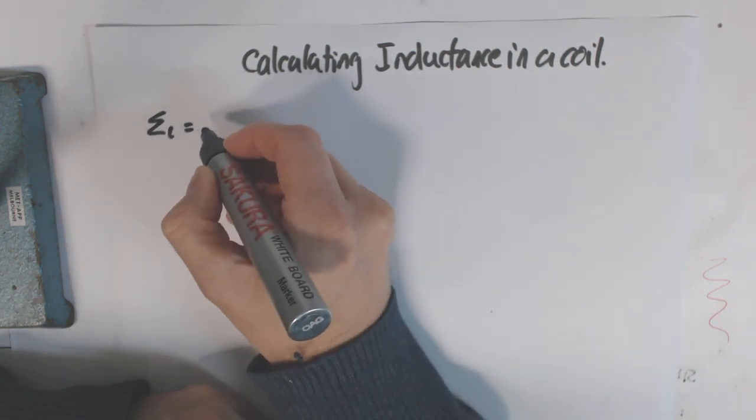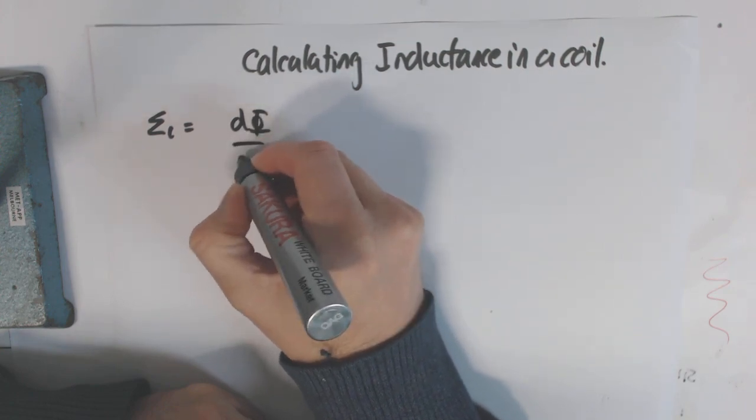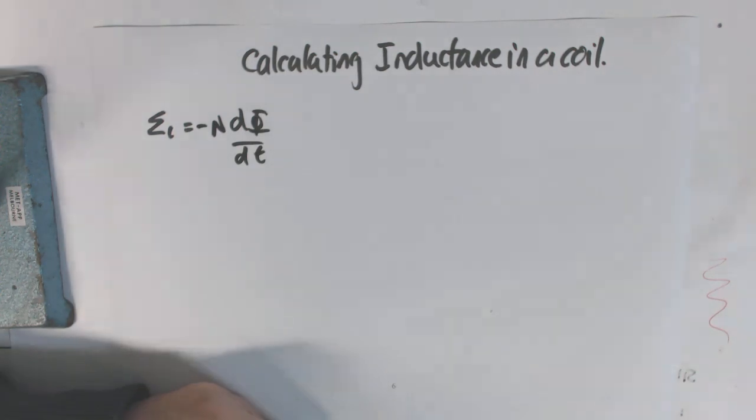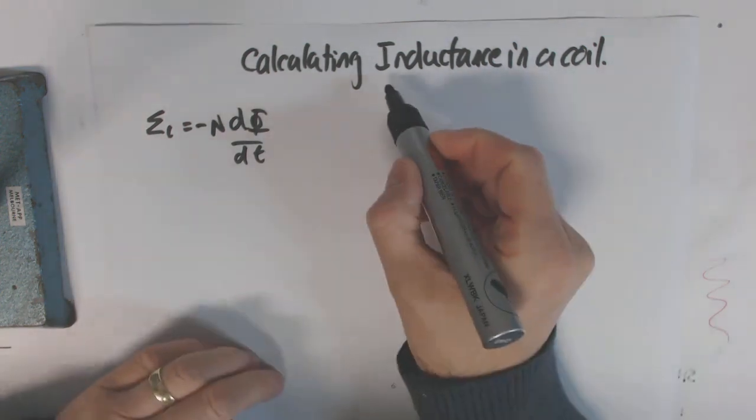Let's look at Faraday's formula, which was to do with delta flux over delta T. We won't forget the negative, but we also can put an N in there for the number of turns, because the flux is per turn. And what we could say is that the actual amount of, because what we're trying to get to is this inductance thing.